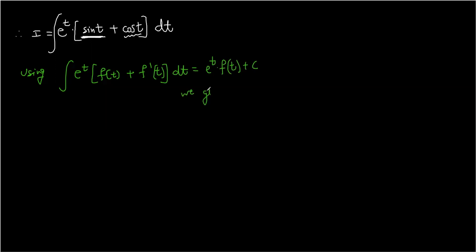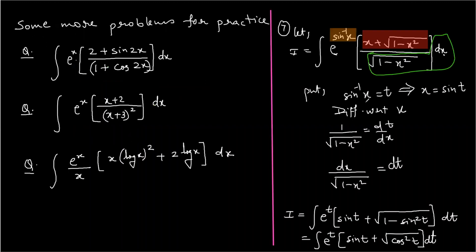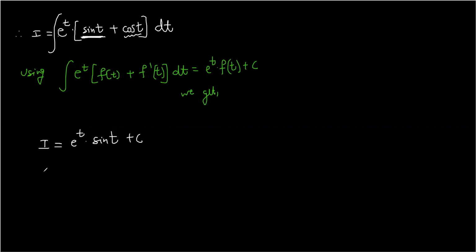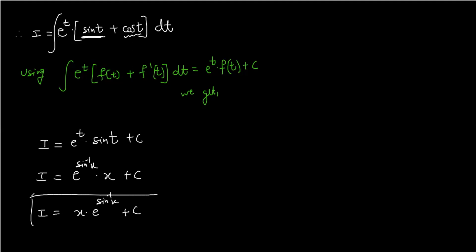What do we get? We get I equals e raised to t into sine of t plus c. And what is t? t is sine inverse x. So finally I get here I equals e raised to sine inverse x. And when I write sine of sine inverse x, I will get x plus c. So the final answer is I equals x into e raised to sine inverse x plus c. This is the final answer.